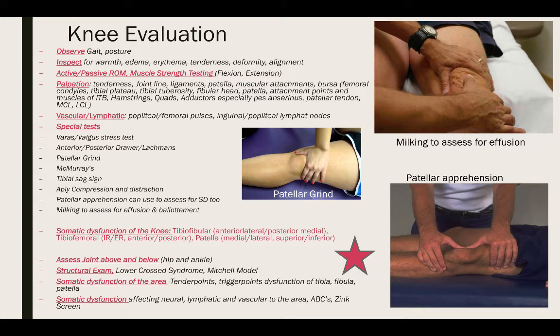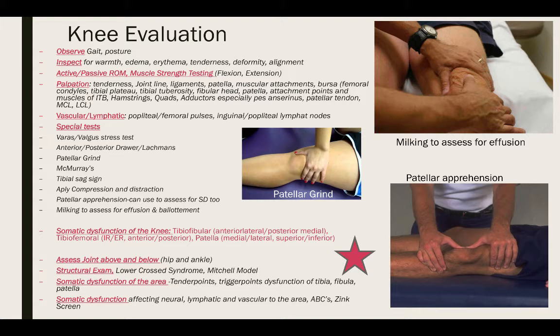Active and passive range of motion, muscle strength testing, that's pretty easy. It's just flexion or extension. And then I'm going to palpate. Again, know what lives there. I'm going to feel the joint line, the ligaments, the patella, the muscular attachments, the bursa, the tibial plateau, the tibial tuberosity, the fibular head, and the attachment points of the iliotibial band, hamstrings, quads, adductors, pes anserinus, patellar tendon, and ligaments. Vascular and lymphatic: popliteal and femoral pulses, inguinal and popliteal lymphatic nodes.